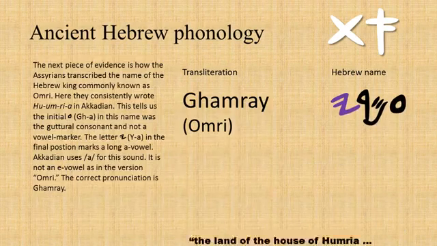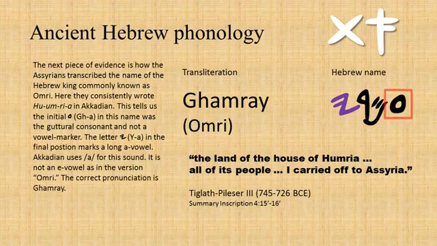The next piece of evidence is how the Assyrians transcribed the name of the Hebrew king commonly known as Omri. Here they consistently wrote Chumrae in Akkadian. This tells us the initial Ga in this name was the guttural consonant and not the vowel marker. The letter Ya in the final position marks the long A vowel. Akkadian uses A for this sound. It is not an E vowel as in the version Omri. The correct way to say the king's name is Gomre.